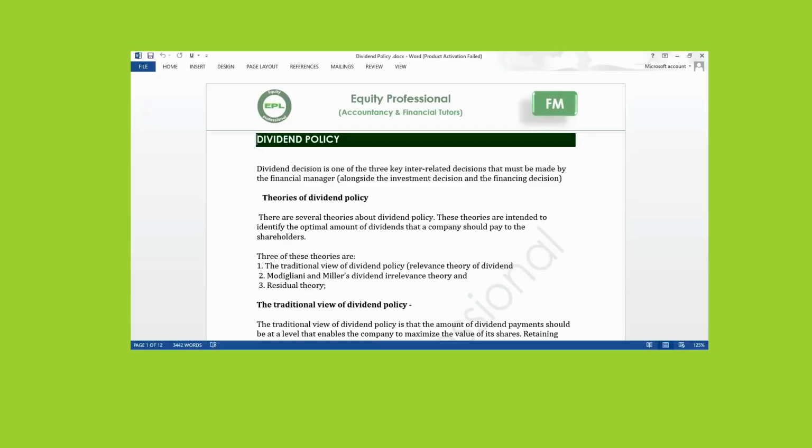What is the optimal amount of dividends? That amount of dividend that should be paid to shareholders that will maximize shareholders' wealth. The optimal amount of dividends is that amount that will maximize shareholders' investment value.